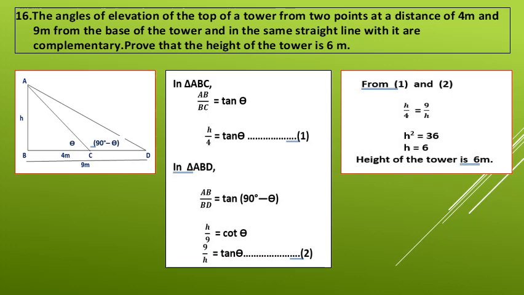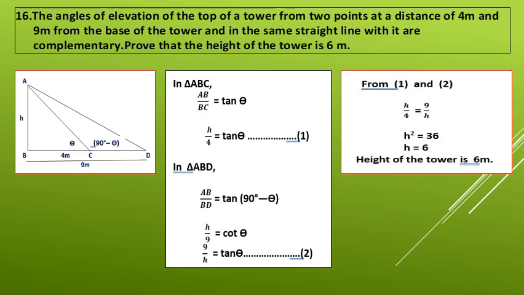It is given the height of the tower is 6 meter. So we have to prove that the height of the tower AB is 6 meter. Now in triangle ABC, opposite AB is unknown and the adjacent BC is given 4 meter.